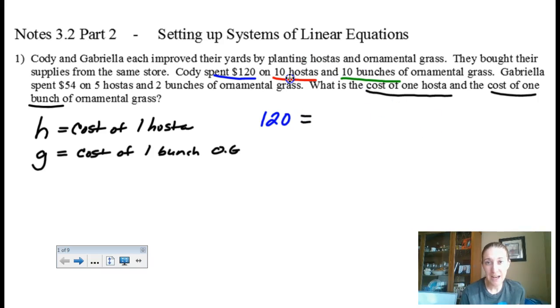And then 10 hostas. But I don't know how much the hostas cost. So what if we said 10, but then we threw that variable H right next to it? Because we would multiply those together, right? And then 10 bunches of ornamental grass, but I don't know how much they cost. So what if we threw that G variable right next to that? Oops, forget your colors, Abruzzo. There we go. So Gabrielle is going to have a very similar equation. $54 total.